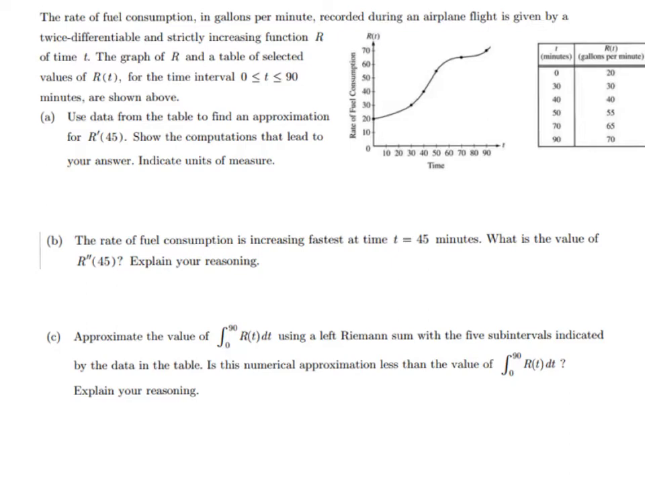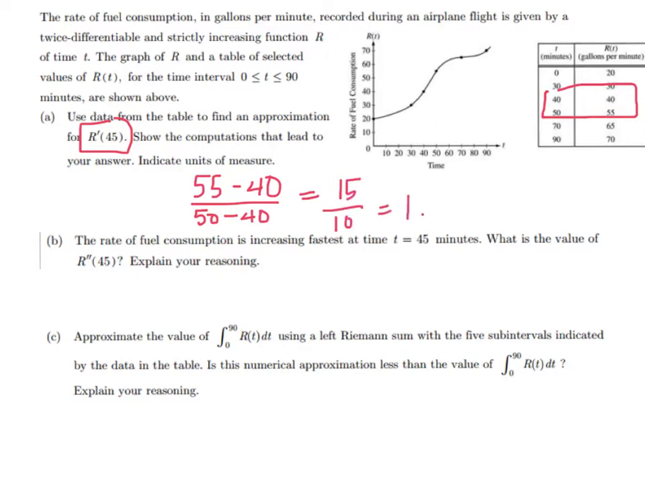The graph of r and a table of selected values of r of t for the time interval from 0 to 90 minutes is shown above. Use the data from the table to find an approximation for r prime. Well, r prime, of course, is the derivative. It means the slope. So estimating the slope at 45 simply means we're going to look at the points on either side of 45 and find the slope. So difference in y's over difference in x's. So 15 over 10 or 1.5.